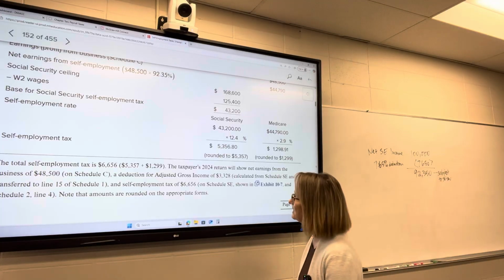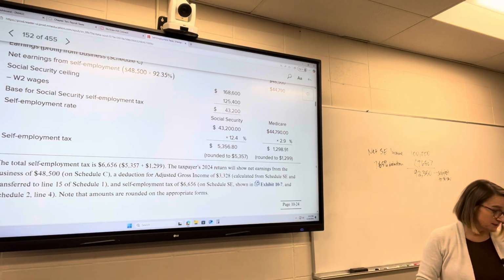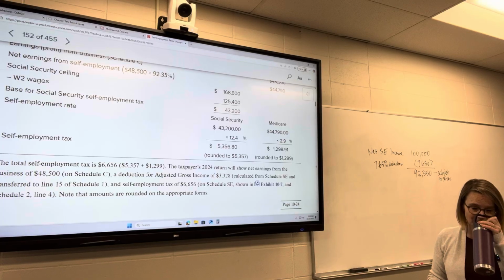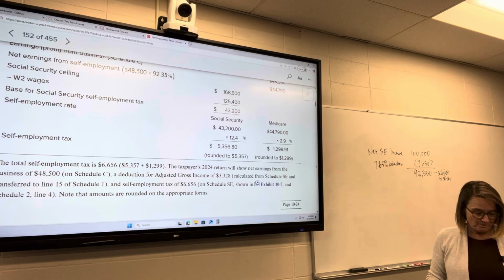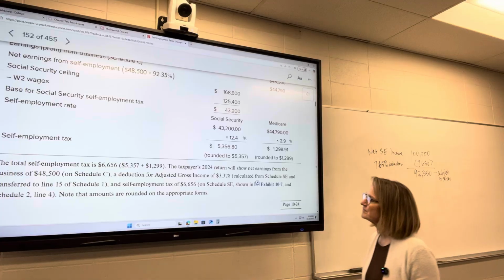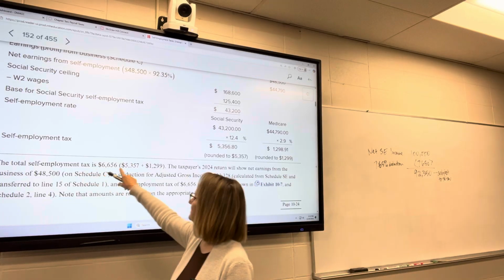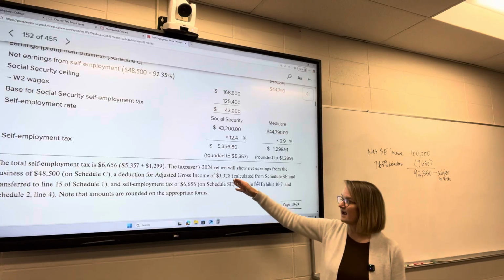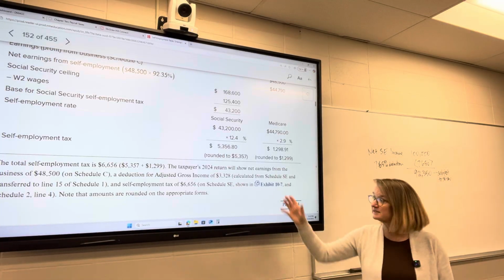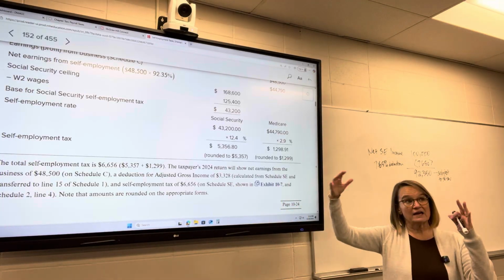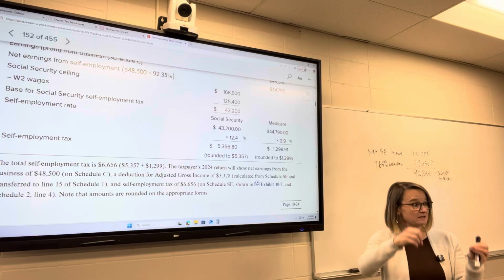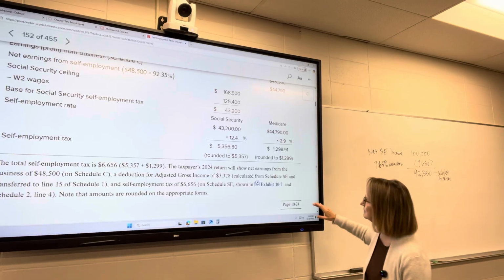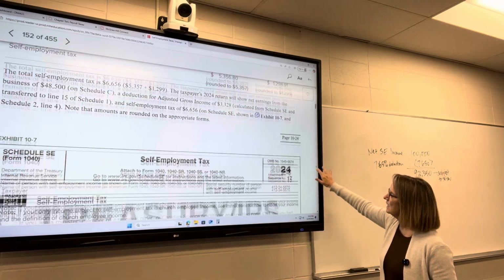So their total self-employment tax in this case, I'm going to sneeze. Maybe not. So disappointing. Total self-employment tax is going to be $6,656, and remember, they're also going to get an adjustment for one half of the self-employment tax. But that adjustment is not going to affect how much their self-employment tax is. It's only going to affect how much income tax they are subject to.